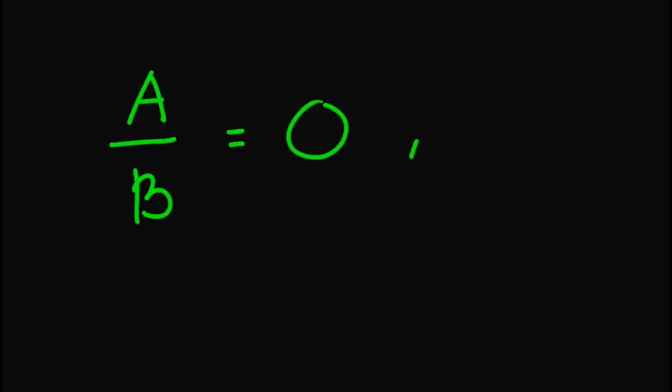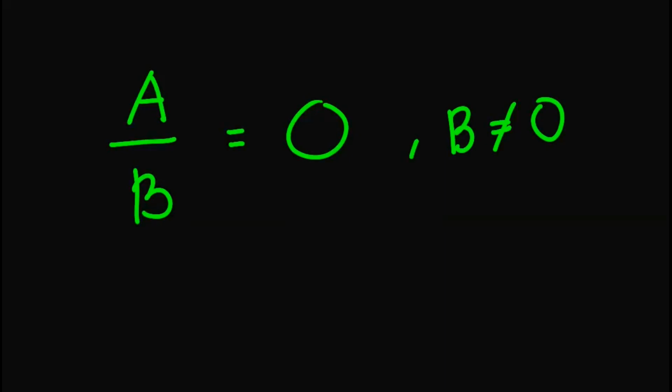Hi there. For this video, we'll be discussing the zero fraction method in solving rational equations. So if we have a polynomial A over a polynomial B, and this one is equal to 0, provided that B is not equal to 0, when will this equality hold?